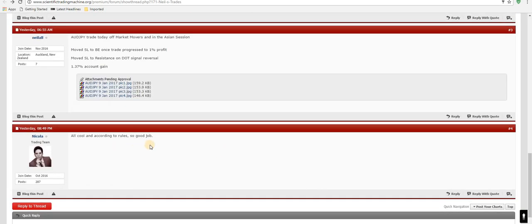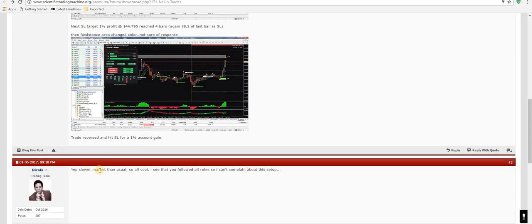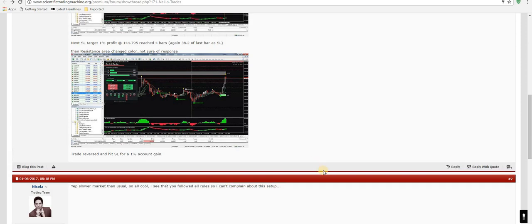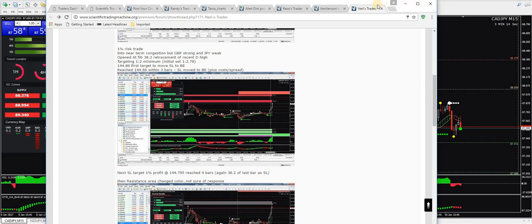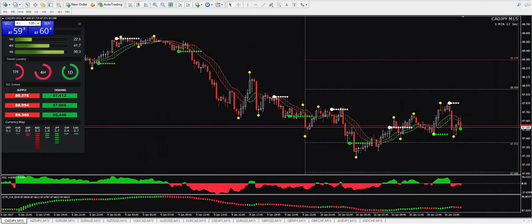All right, all cool according to rules, so good job. Yep, slower market than usual, so all cool. I see you followed our rules, so I can't complain about setups. All right, folks, so those are a few trade setups that the other individuals in the members area are taking. Hopefully you guys found that useful.